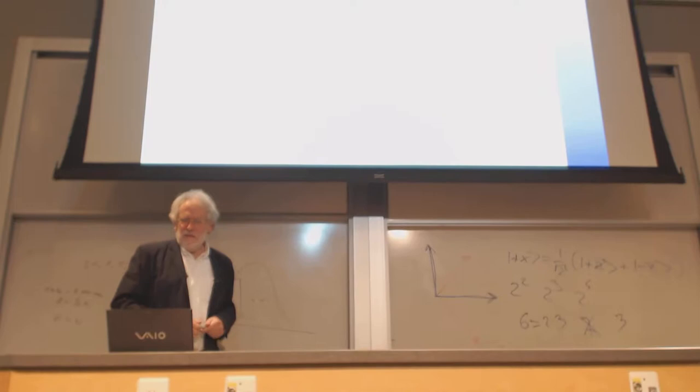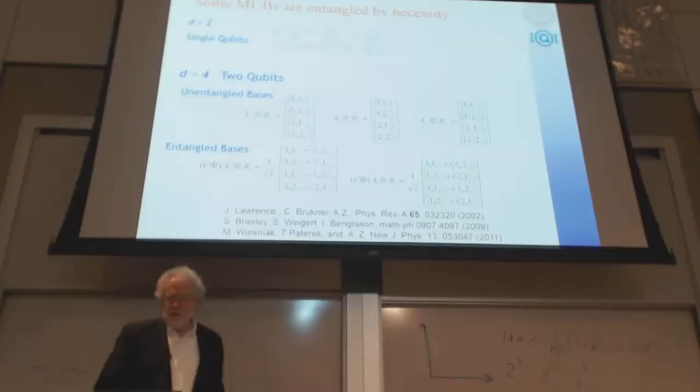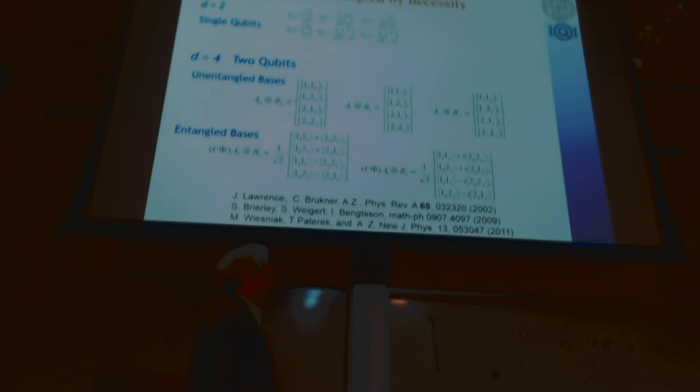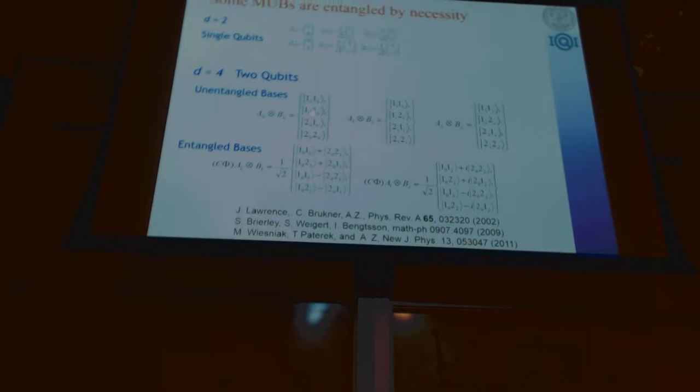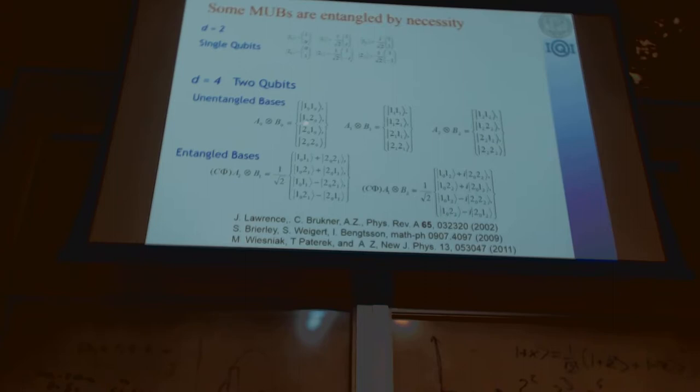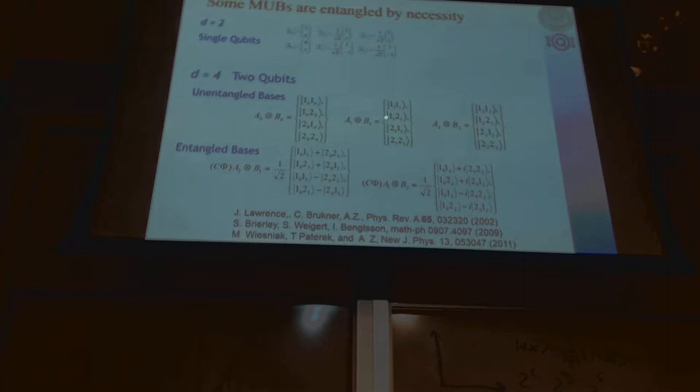Here are some of the bases which you can look at. Dimension 2 is obvious, there's nothing to be talked about. For dimension 4, 2 qubits, you see the bases of the... for dimension 2, there are 3 unentangled bases where 1 and 2 subscript 0 are the bases of one system, where there's a misprint.